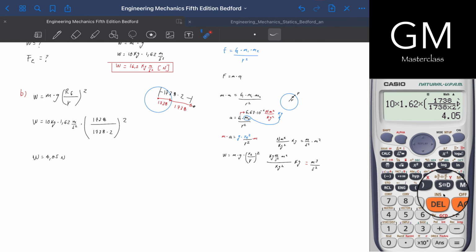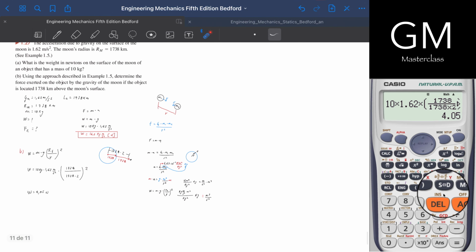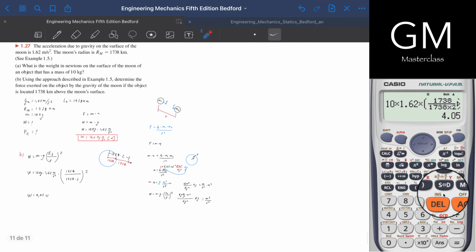Alright, now guys, this is how this exercise could be solved.